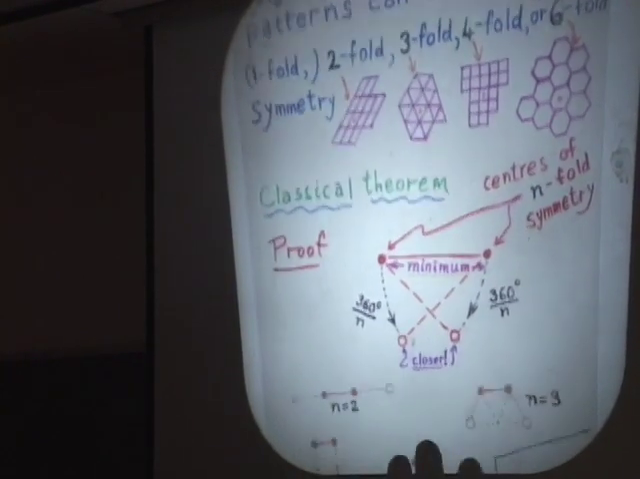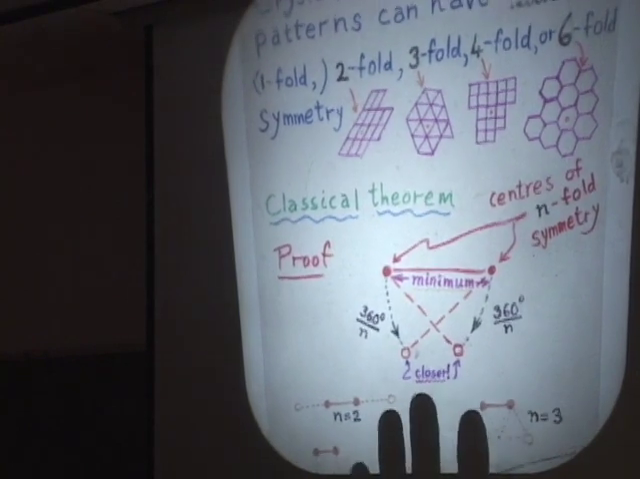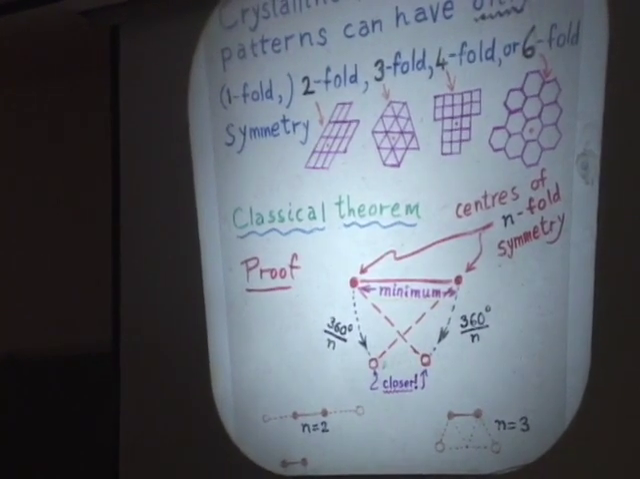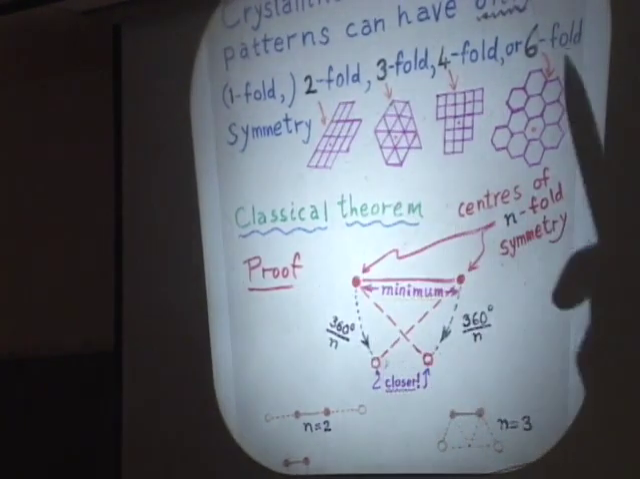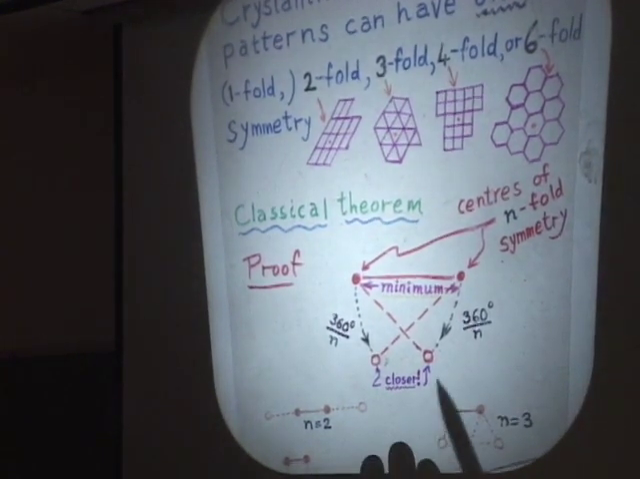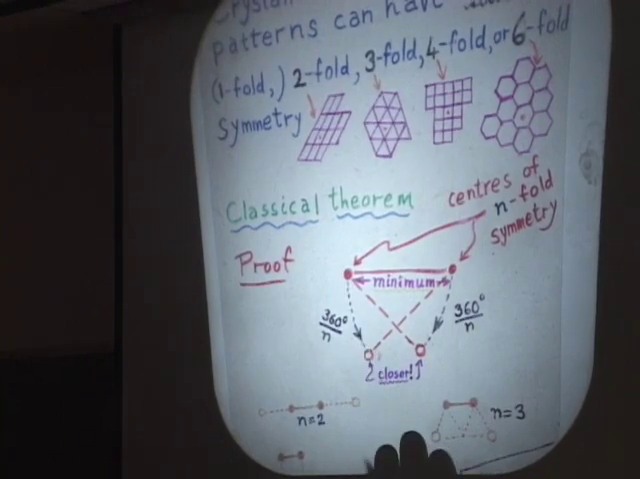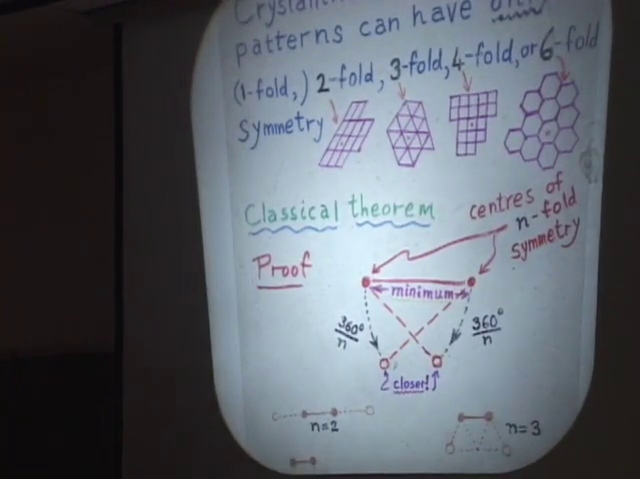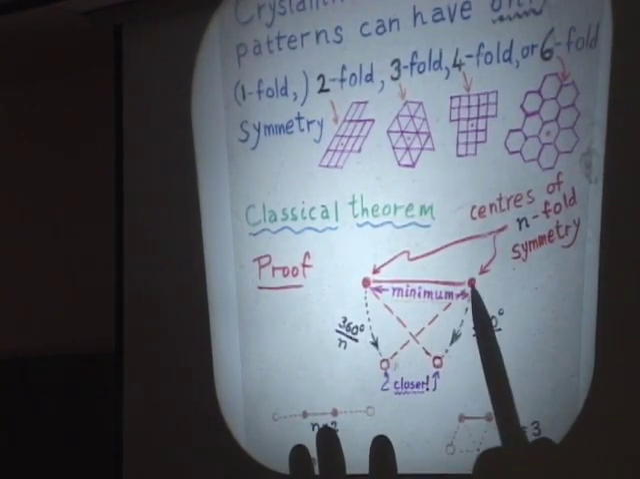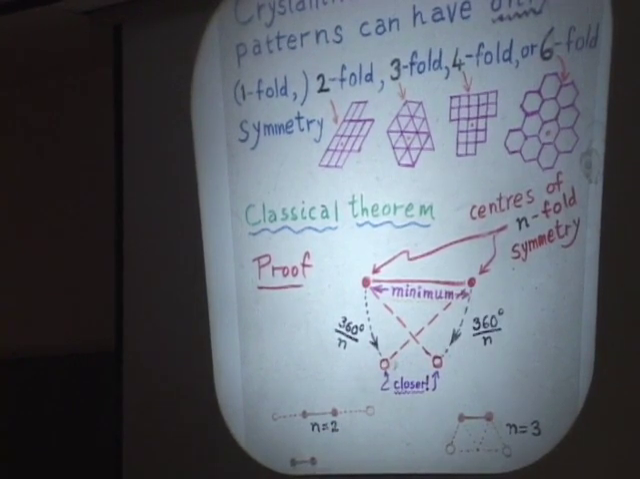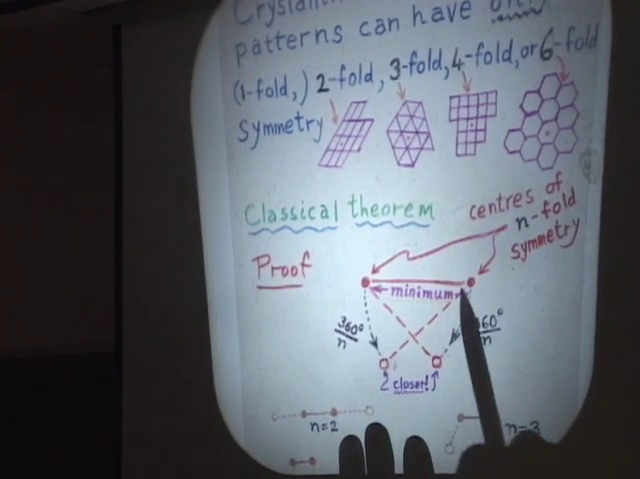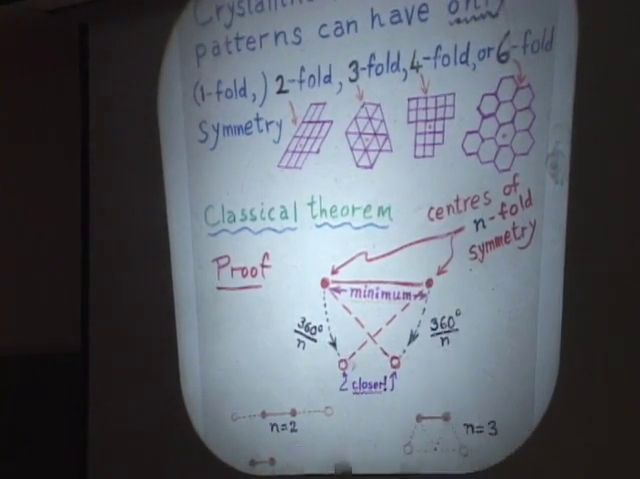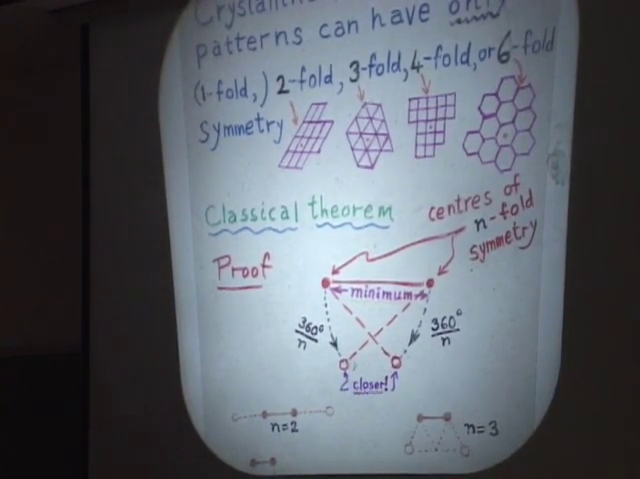And there's a proof of it, which I can just outline here. See here, this red point here is meant to be a center of n-fold symmetry for some n. I'm going to try and show it's got to be one of these numbers. Suppose that's one such point. Now if it's going to have translational symmetry, that means you slide it along, the pattern is the same for some distance of sliding. There must be another one of these points, which is also an n-fold symmetry point. And I'm going to assume that these two points are as close as they could possibly be for that pattern. So that's the minimum distance between n-fold symmetry points.